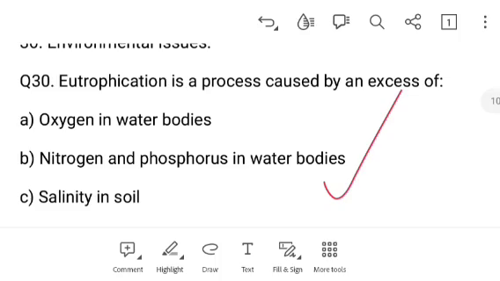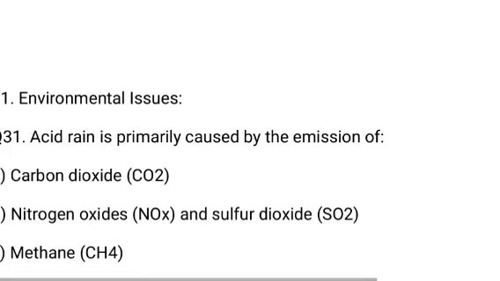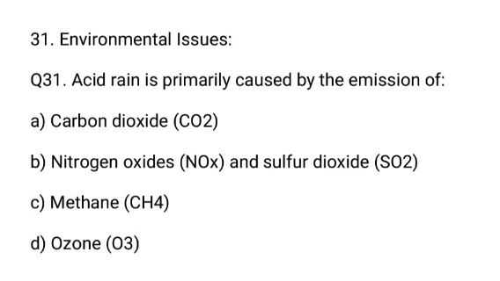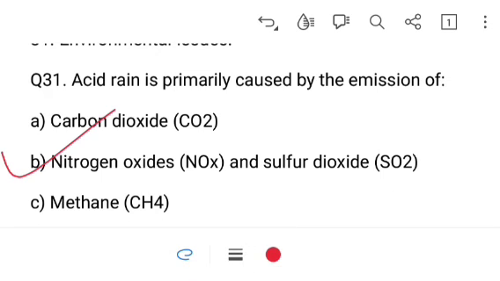Moving on, it is related to environmental issues. It says acid rain is primarily caused by the emission of what? CO2, NOx, SO2, CH4, O3. So it will be NOx and SO2, nitrogen oxide and sulfur dioxide.